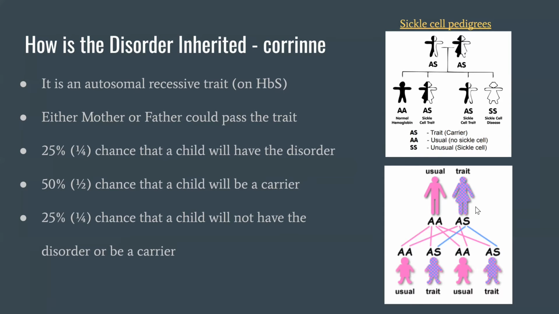Now, if you look at this bottom pedigree, this explains if one parent has the trait but does not present the disease and the other parent does not have the trait or the disease itself. They will have a 50% chance of having children that have the trait, so they're carriers, but they do not present the disease. And then they have another 50% chance of having children that are not carrying the trait at all.